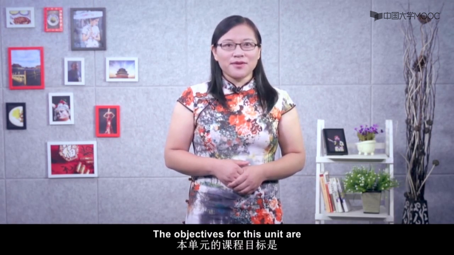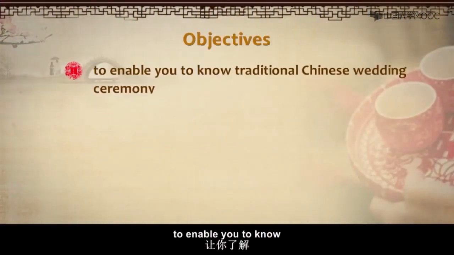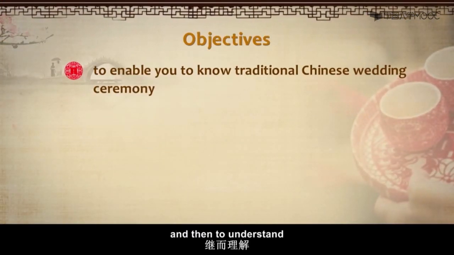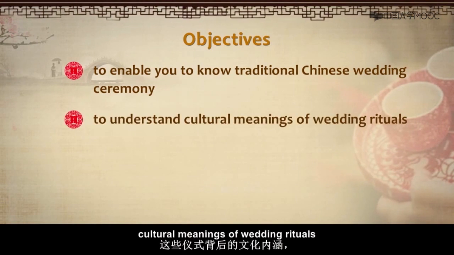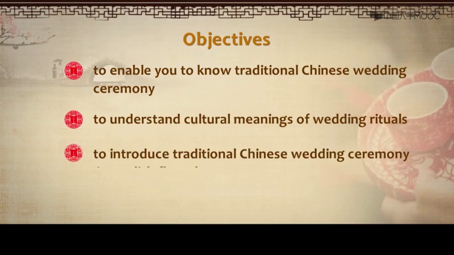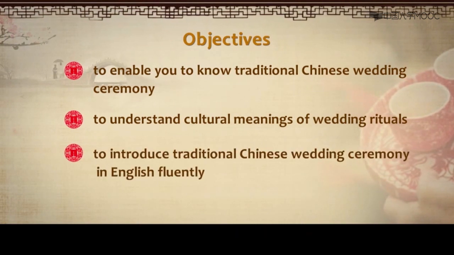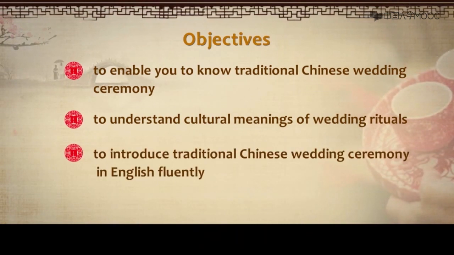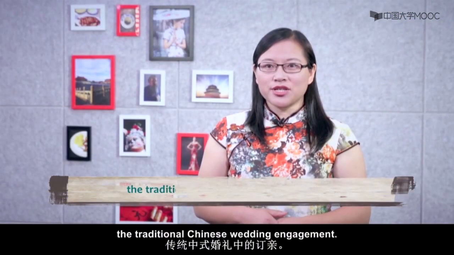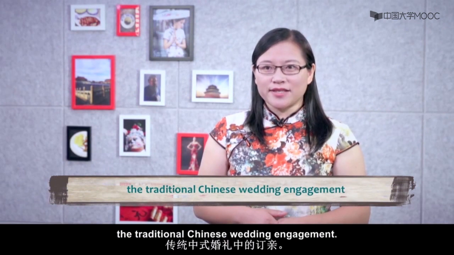The objectives for this unit are to enable you to know the traditional Chinese wedding ceremony and then to understand the cultural meaning of wedding rituals, so as to introduce the traditional Chinese wedding ceremony in English fluently. In the first session, we will talk about the traditional Chinese wedding engagement.